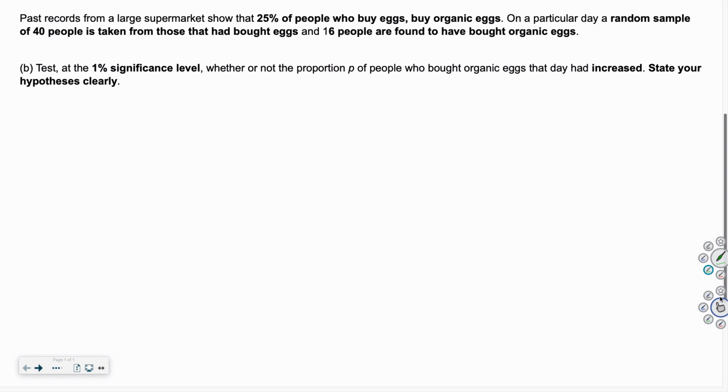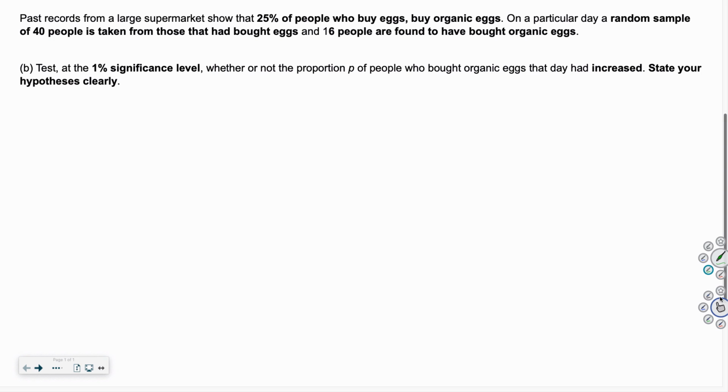Now it says past records from a large supermarket show that 25% of people who bought eggs buy organic eggs. On a particular day, a random sample of 40 people is taken from those that had bought eggs, and 16 people are found to have bought organic eggs. Part B says test at the 1% significance level whether or not the proportion of people p who bought organic eggs that day had increased.